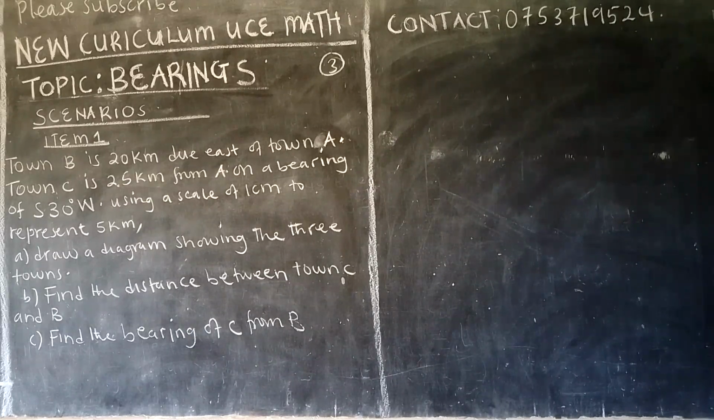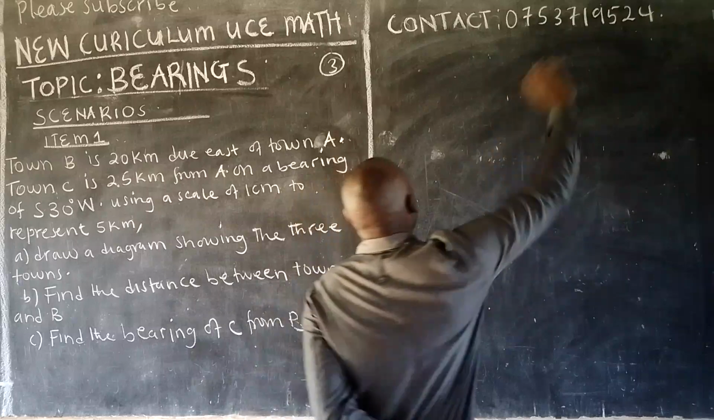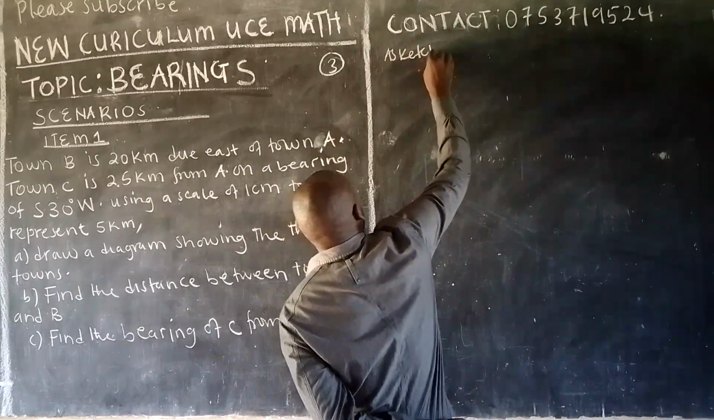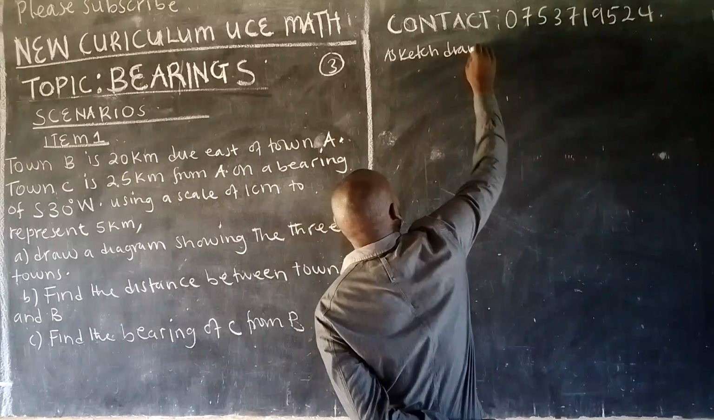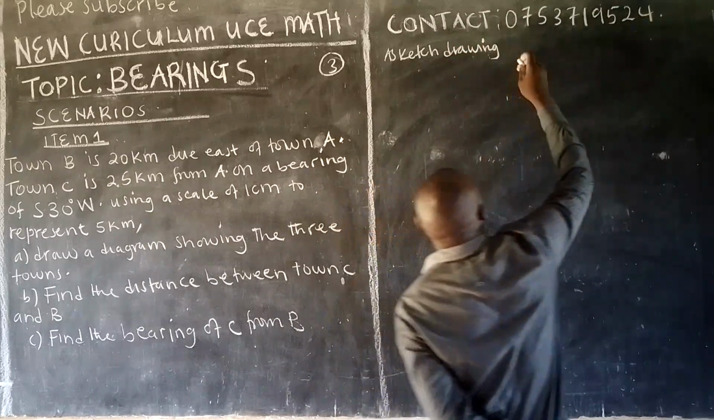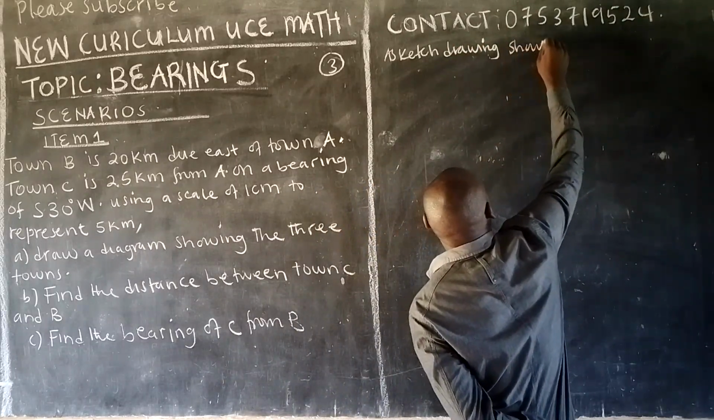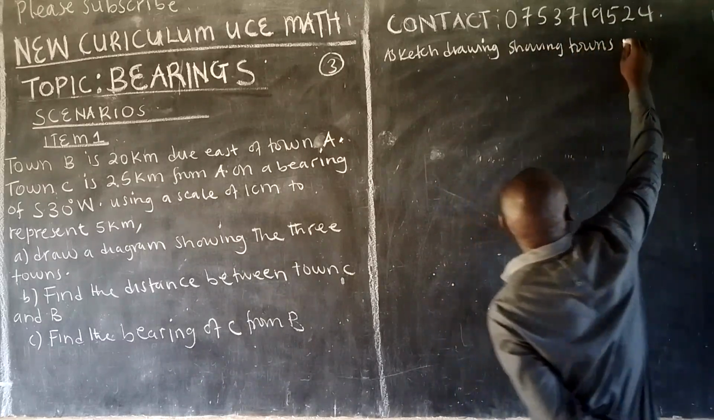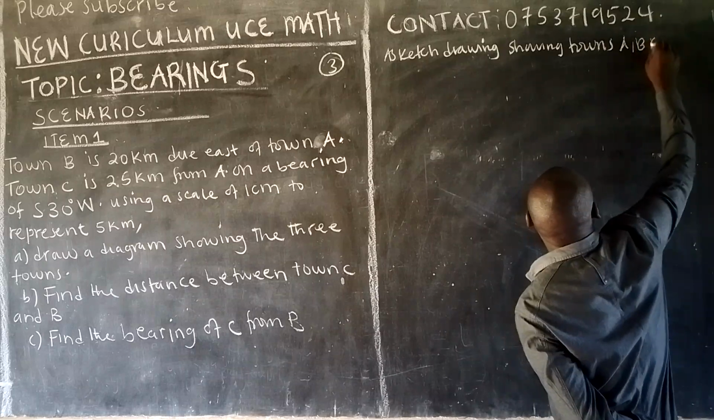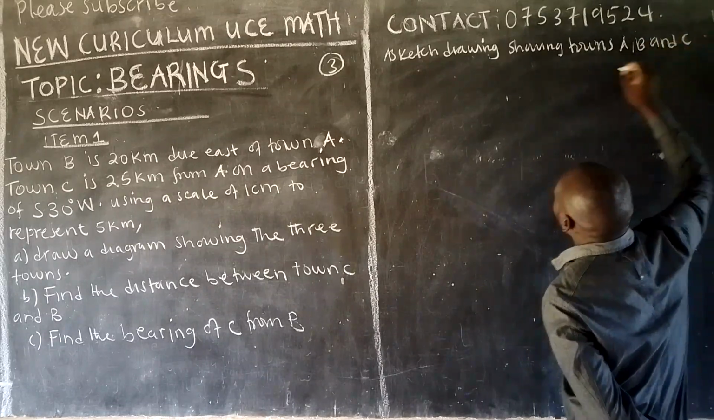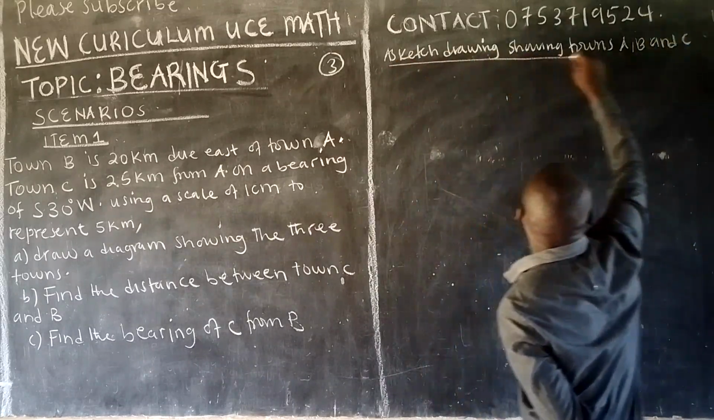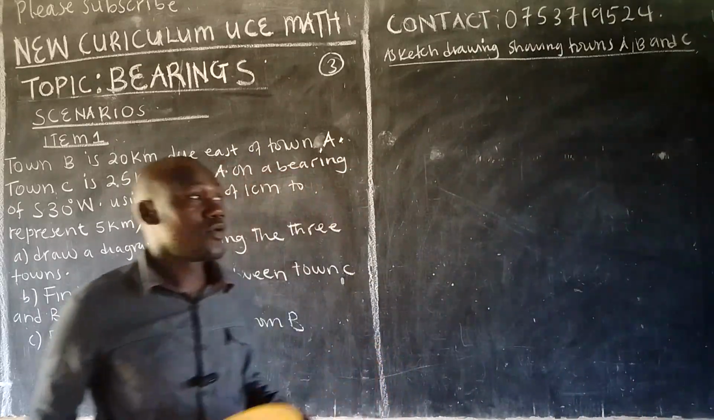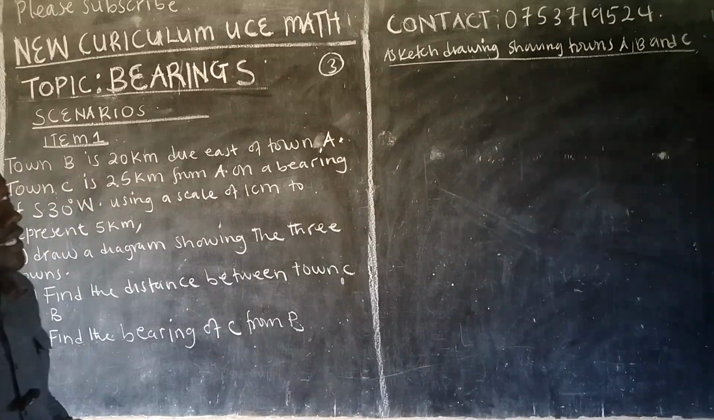So now let's begin with the sketch. We shall say a title, a sketch drawing showing towns A, B, and C. All right, that's what you're going to begin with. A title is highly called for when it comes to the new curriculum. All right, so now we're going to start with our sketch.